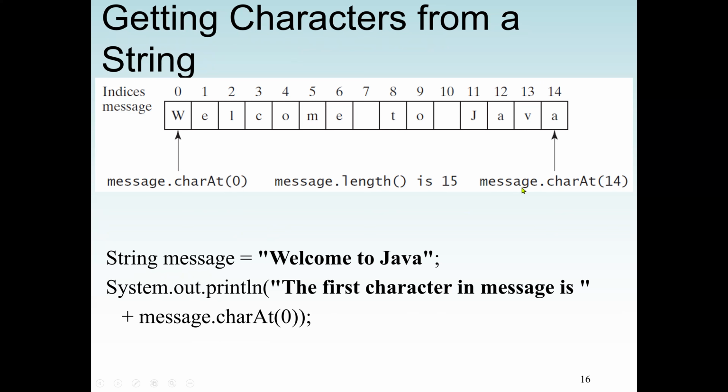Now, if I call message.charAt(14), it will give me the content. The location 14 is a, so that is returned. And here also message.charAt(0), 0 is W. So here again, we say Welcome to Java, and we assign it to message. We want to print, but this time we say message.charAt(0). So this will print W for us because index 0 is W. Now, if you say message.length, then it will give us 15.